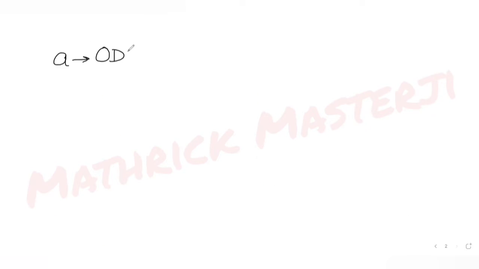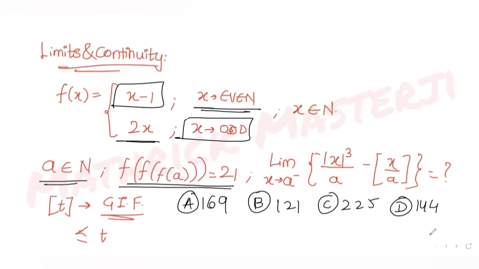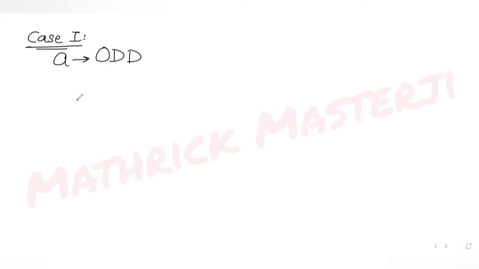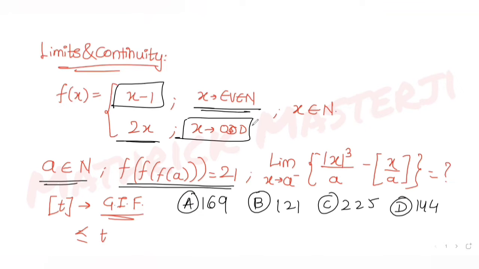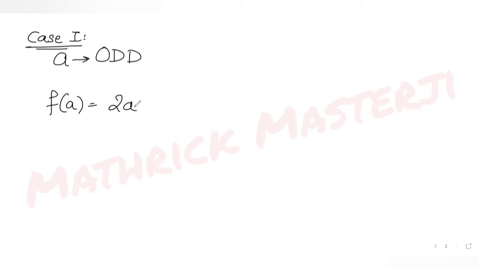Let's say in the first case I take a to be an odd number. So when a is odd, what happens? If I take f of a, we know for the odd case you have 2x, so it becomes 2a. And any odd number, if you multiply it with 2, becomes an even number. So this f of a now becomes even.